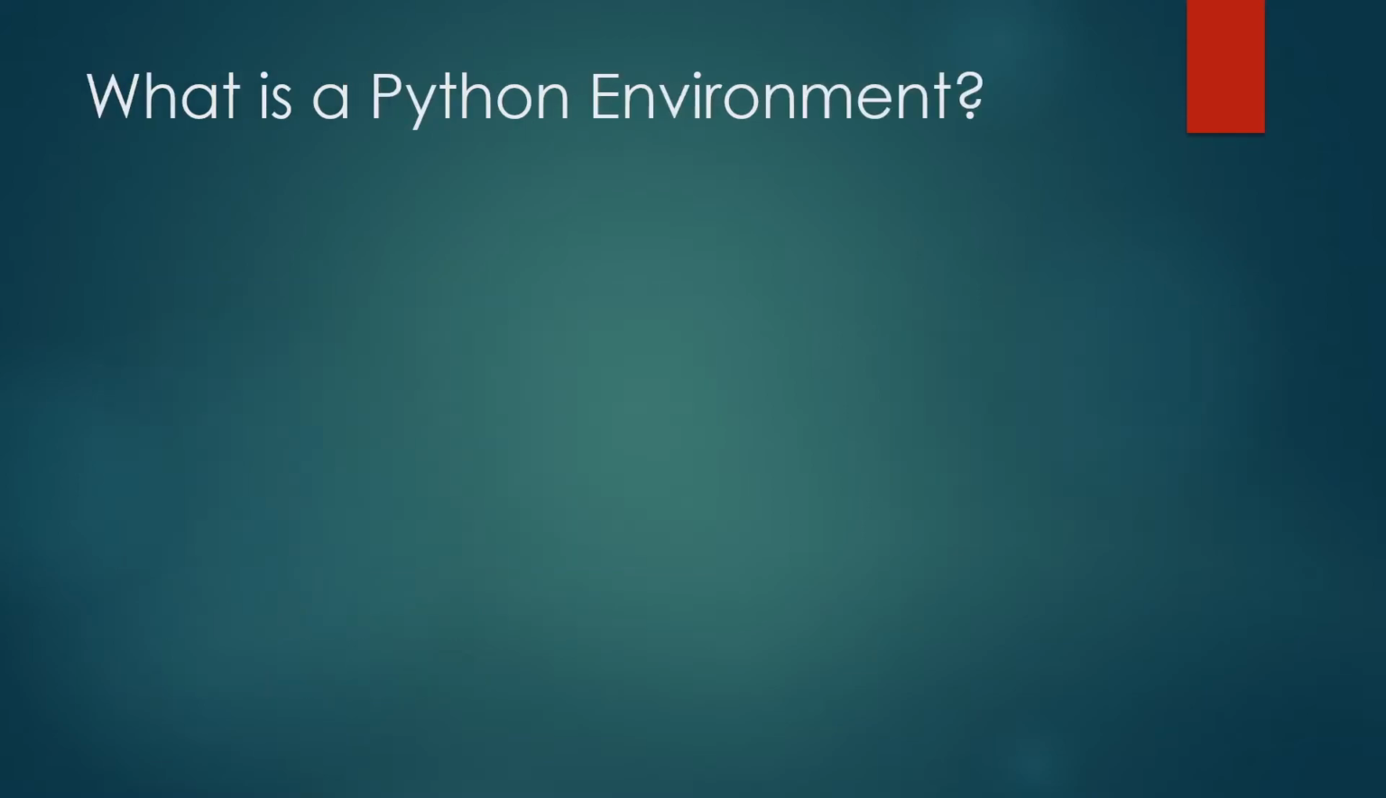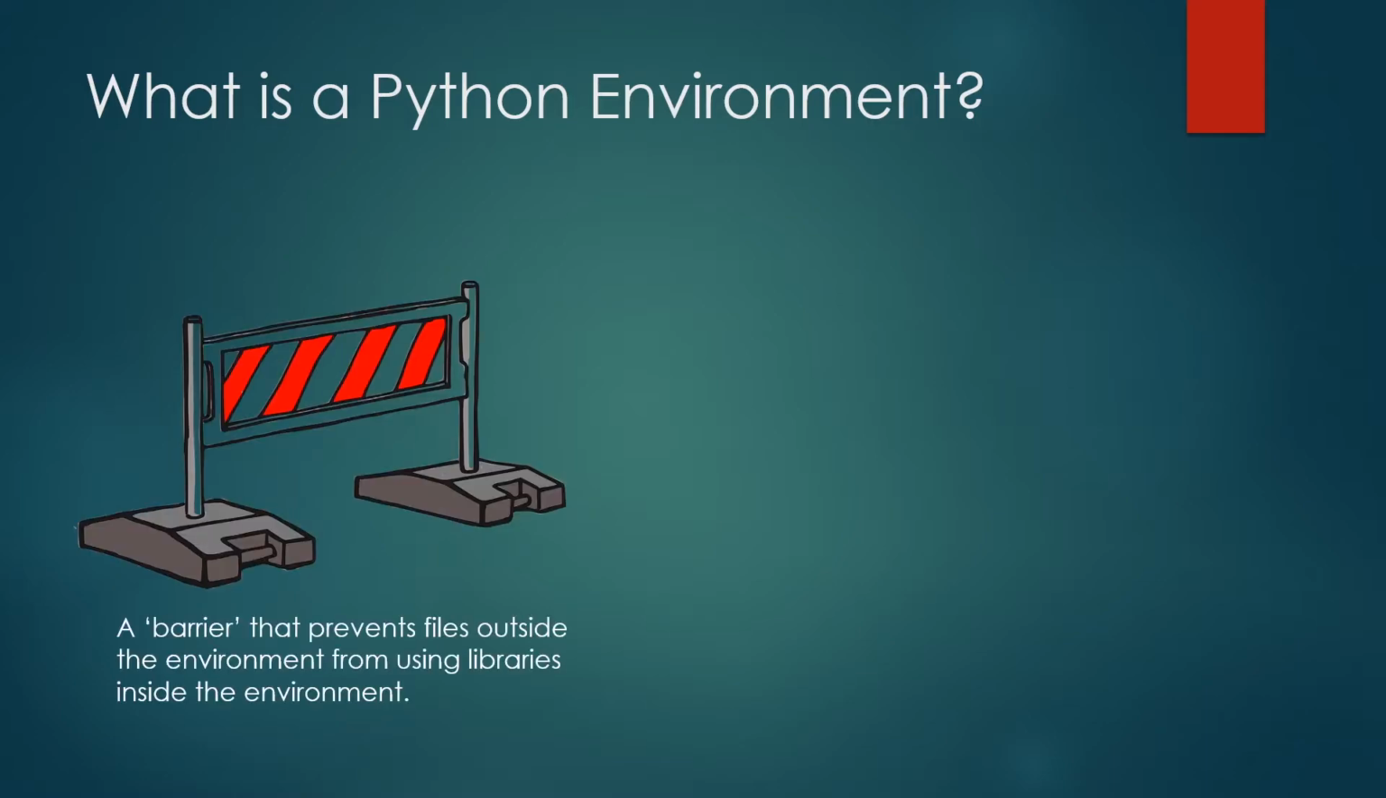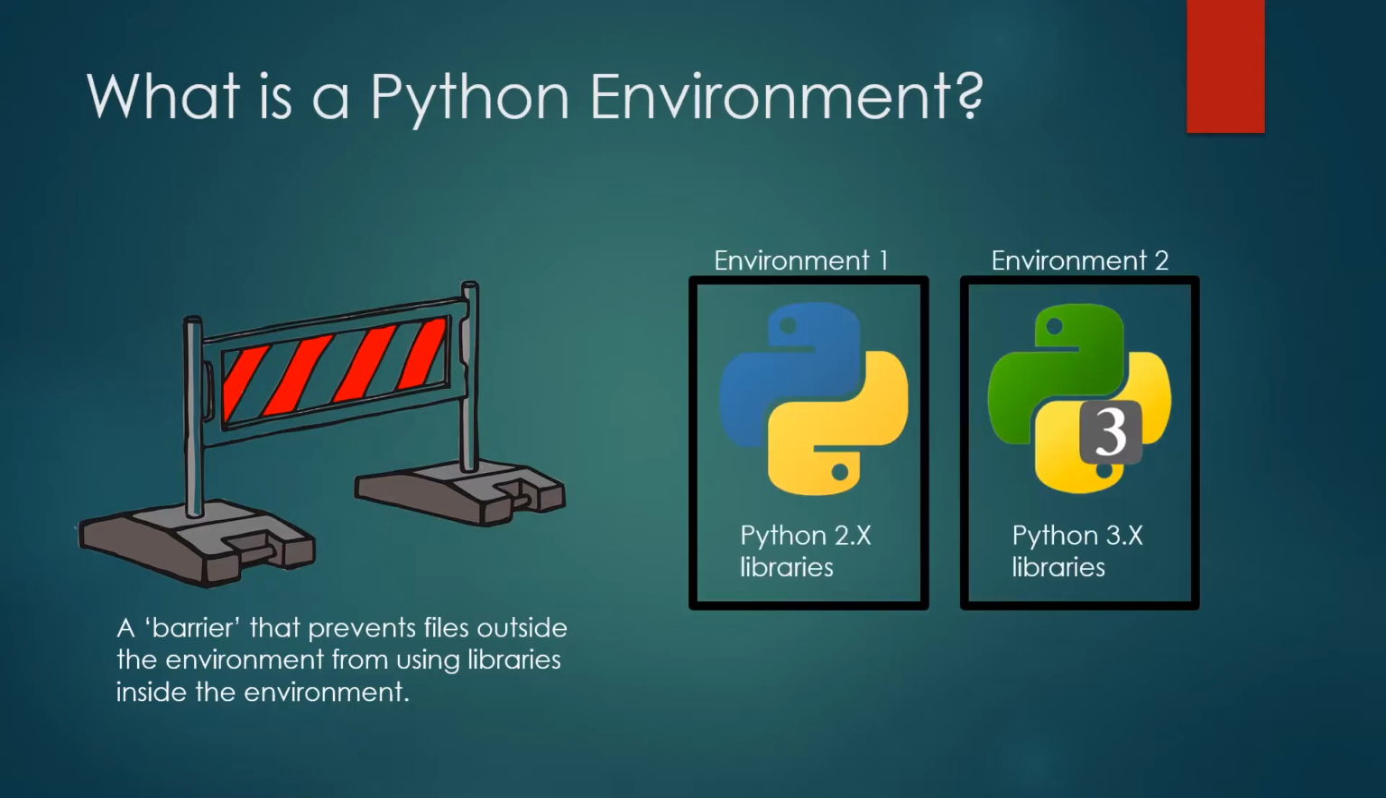So what is a Python environment? Essentially, you can think of it as a barrier that prevents files inside the barrier from interacting with files outside the barrier. In this case, it prevents libraries that are being used by the files inside from interacting with files outside. So in our case, we'd have two different environments. We'd have an environment for Python 3 and an environment for Python 2.